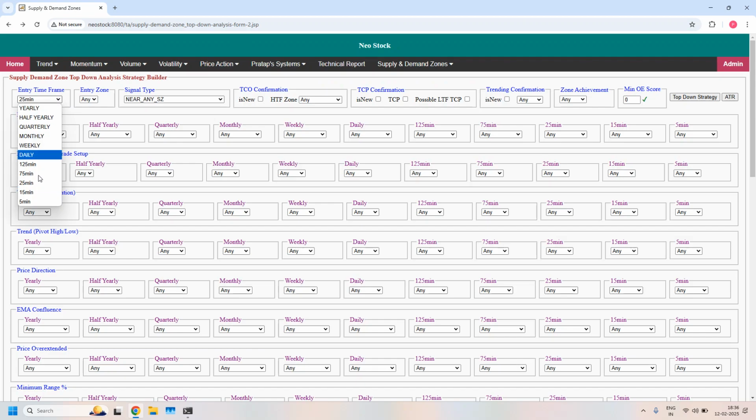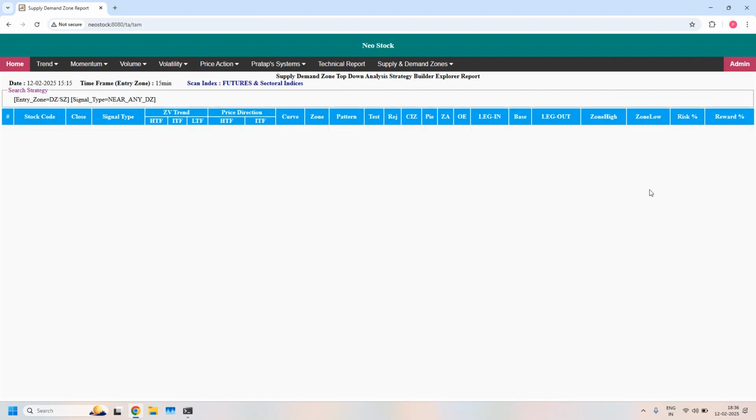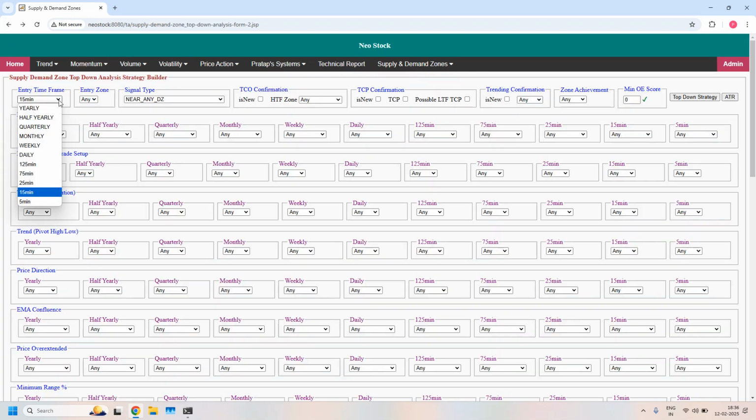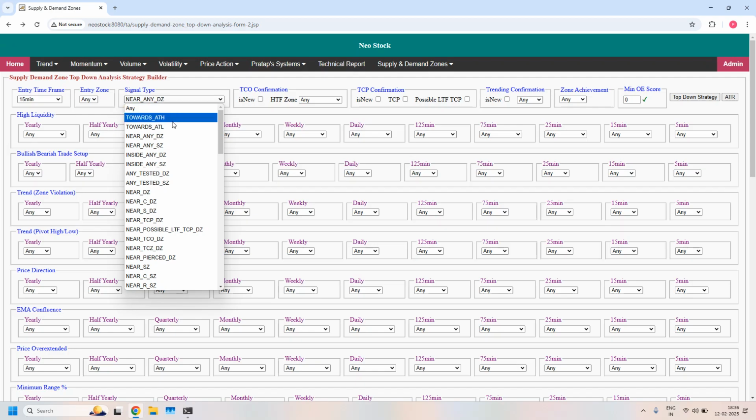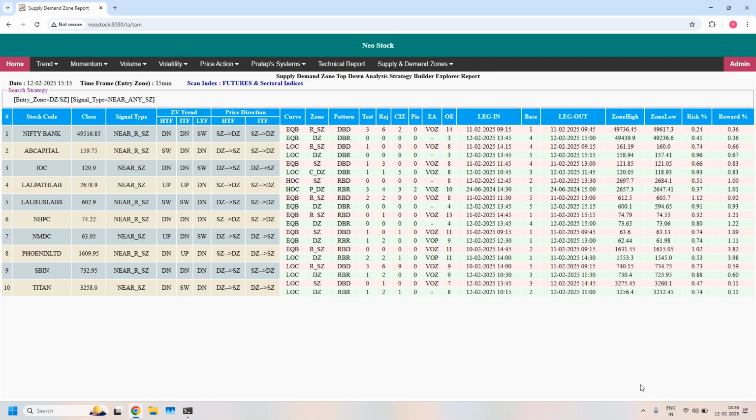Next time frame is 15 minutes. Stocks near 15 minutes demand zone. No stocks are available. Next 15 minutes time frame. Stocks near 15 minutes supply zone. We got 10 stocks.